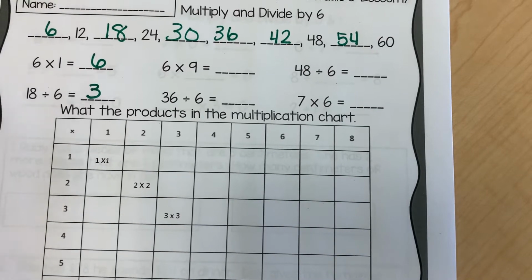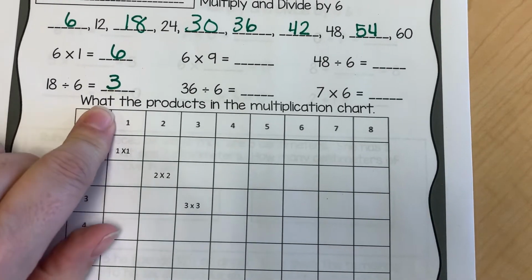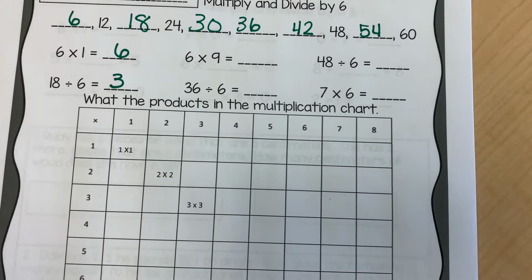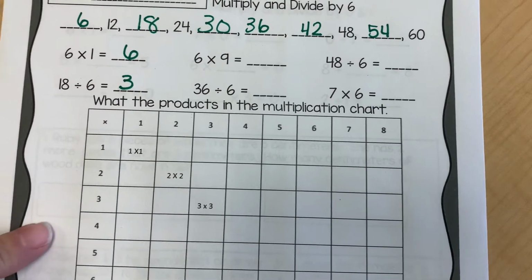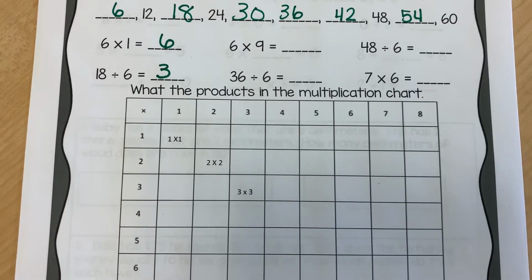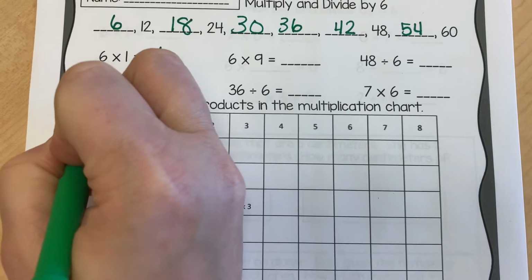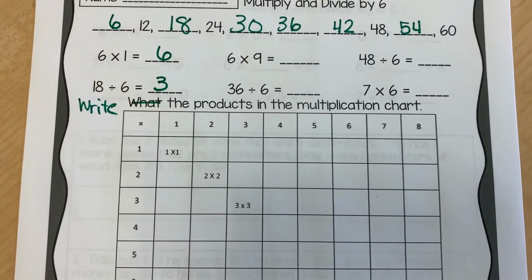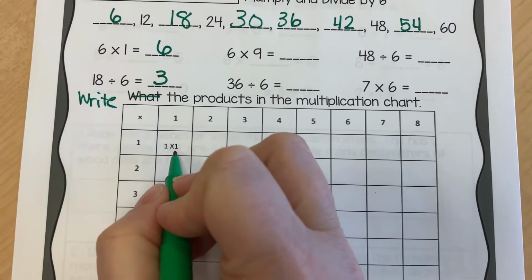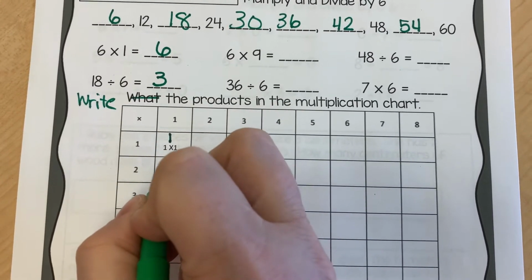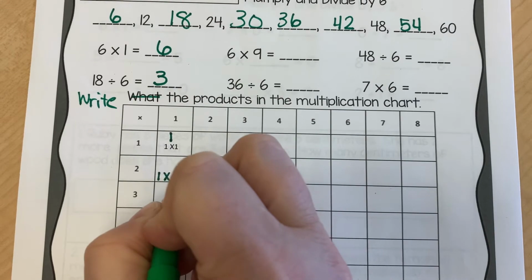Next up, it says, write the products in the multiplication chart. I believe it says write the products in the multiplication chart. So we want the products, which is the answer. So I'm going to change this word to write the products in the multiplication chart. So this is 1 times 1, so this would be 1. And then we go 1 times 2, which would be 2.